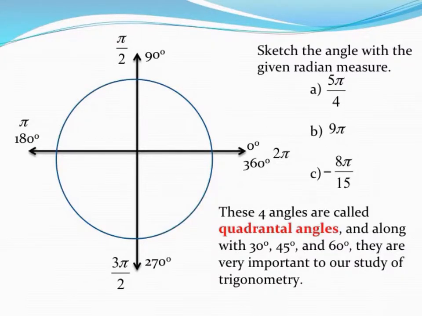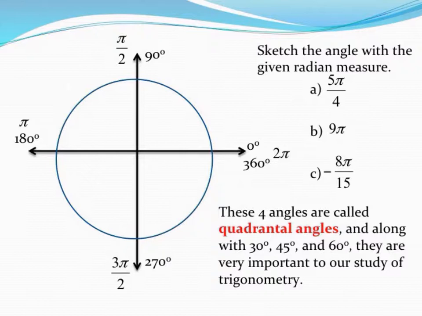When you're sketching an angle that's measured in radians, you're going to do this the same way you did when we sketched angles measured in degrees. We're going to begin from the positive x-axis, which is right there, and we're going to rotate counterclockwise for an angle that's positive, or rotate clockwise for an angle that's negative. What makes this tricky, though, is that we're working with radians.